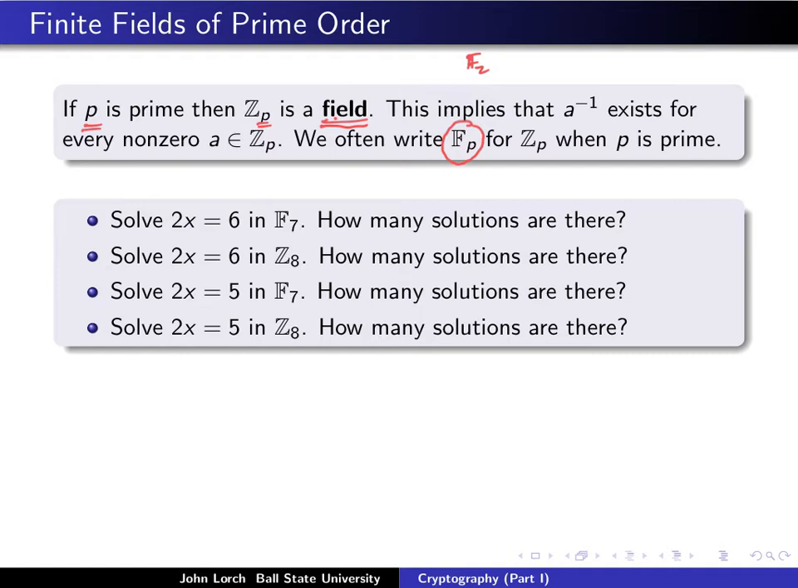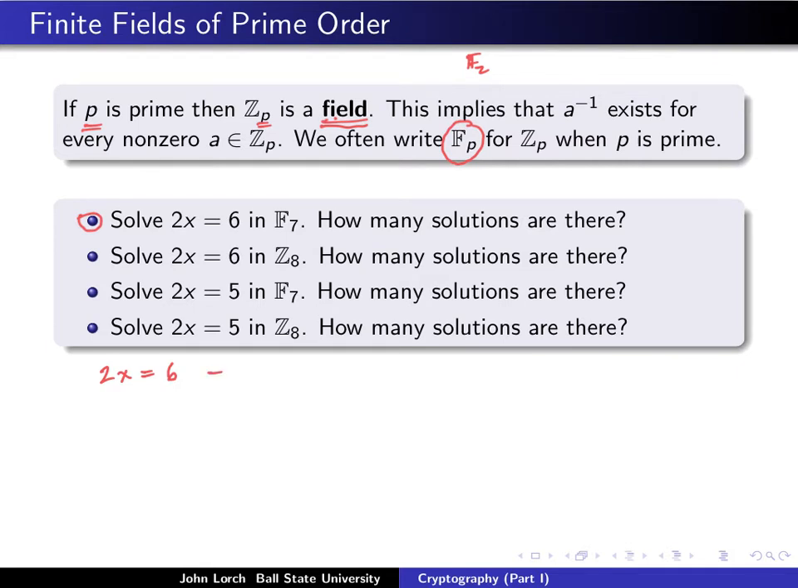All right, now here we have some linear equations that we're going to solve in various Zn's. And we'll see how this field structure benefits us a little bit. Okay, so we're supposed to first solve this linear equation 2x equals 6 in F7.